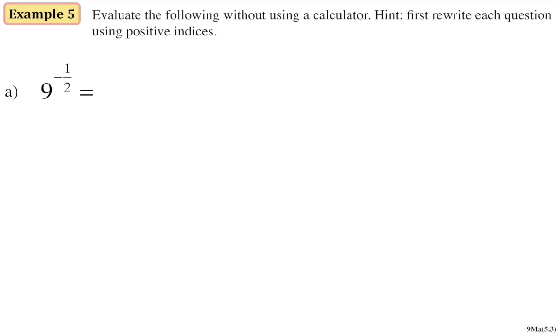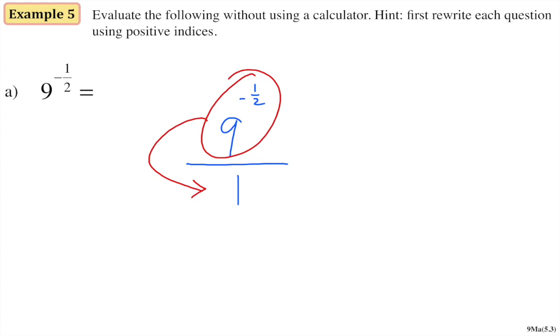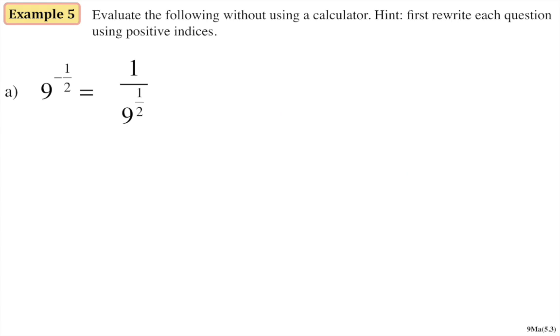half. Now remember, 9 to the power of minus a half can be thought of as 9 to the power of minus a half over 1. And we take that and move it across the fraction, and that gives you 1 over 9 to the power of a half. So let's see if we can write that down.